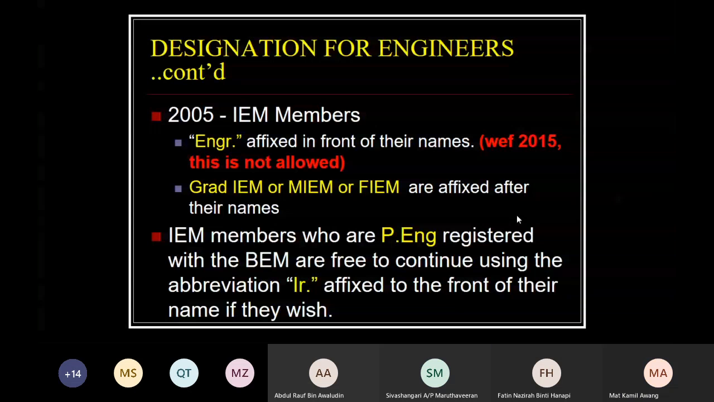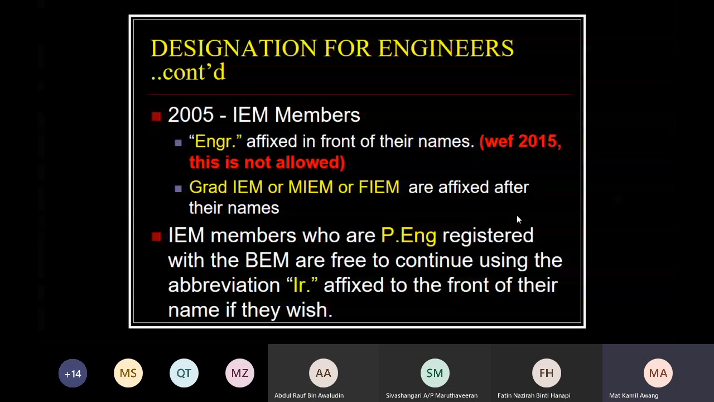Right? So for IEM members, they can only put GRAD IEM or MIEM or FIEM at the back of their name. GRAD IEM is a graduate member of IEM. MIEM is a member of IEM. FIEM is a fellow of IEM. So this they can use at the back of their name, but not the title ENGR in front of their name.